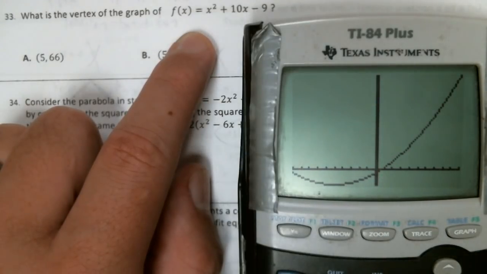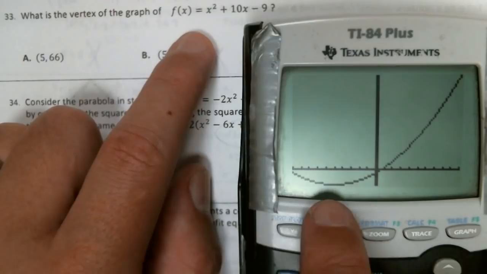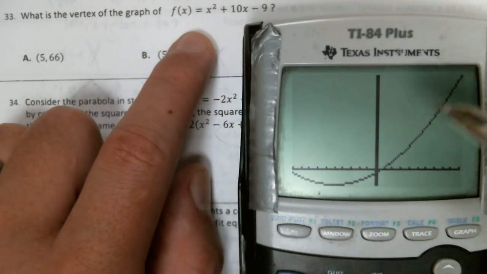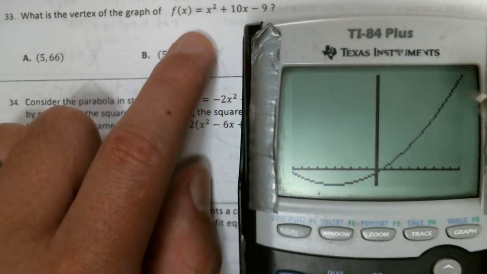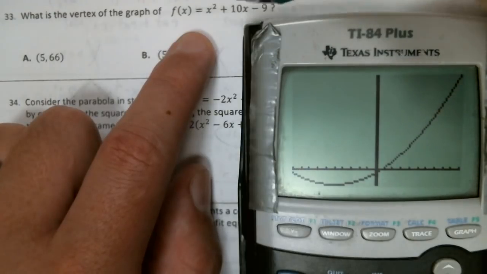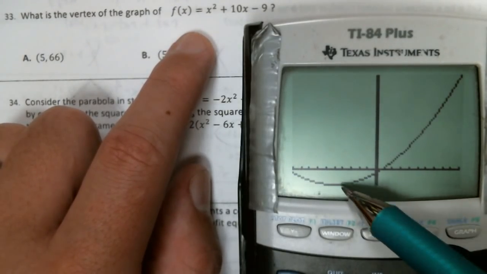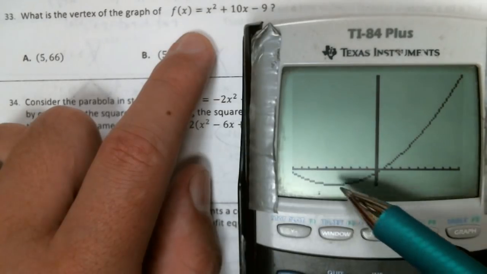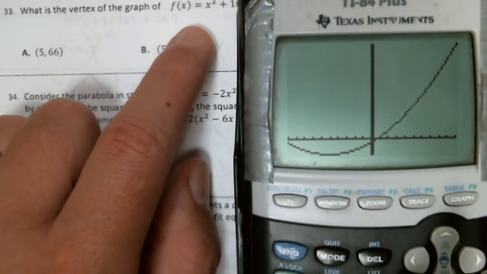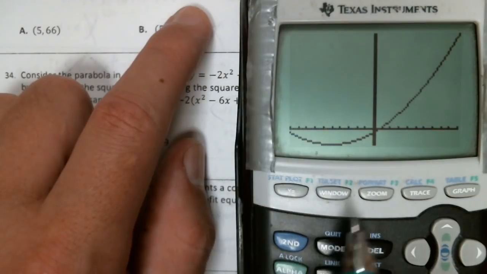Do you guys remember our little friend Mr. Spidey? We're going to use Mr. Spidey to find the vertex. Now, we're not trying to find the roots, guys. We're not trying to solve for the zeros. I'm not trying to solve this quadratic. I just want to know what is the vertex. What are the coordinates of the vertex? So we're going to use Mr. Spidey to find that spot. And to find Mr. Spidey, we're going to press second calc.